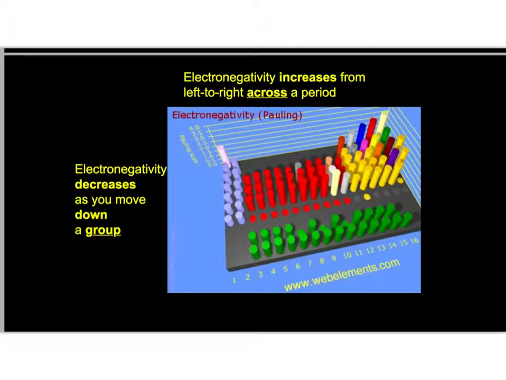Our trend for electronegativity, very simply, is that it's going to increase from left to right, and it's also going to increase from the bottom to the top. Notice that your notes say it's going to increase across the period from left to right, but it also says decrease down the group, which means it increases up the group. So increase from bottom to top and from left to right.